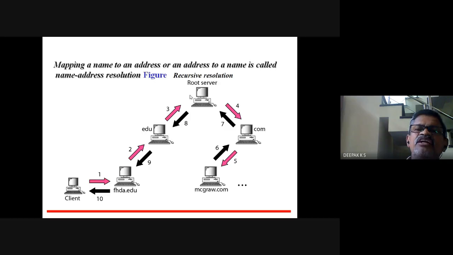One type is called recursive resolution. Basically resolution means mapping. Recursive means the client approaches this server at this level. This server doesn't have it, so it will approach the higher server. It would again approach another server. From the root it would go to some other server, again to some other server. Finally this server has it. Now it will come back, and the client obtains it. So mapping a name to an address or an address to a name is called name address resolution, and this is called recursive resolution.